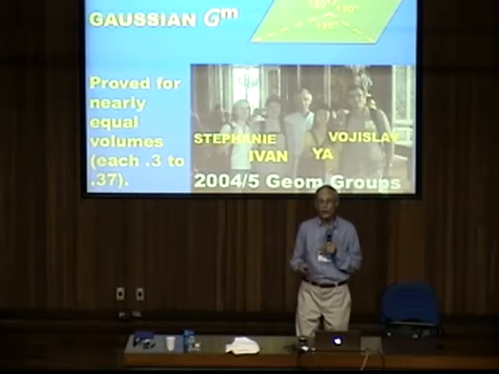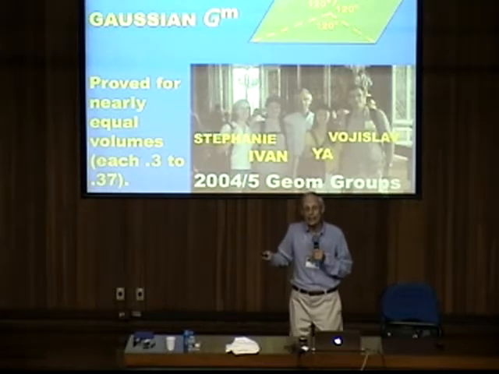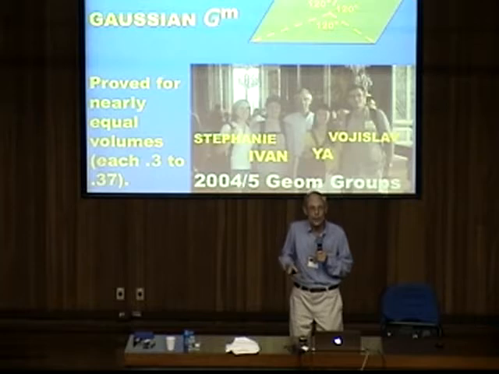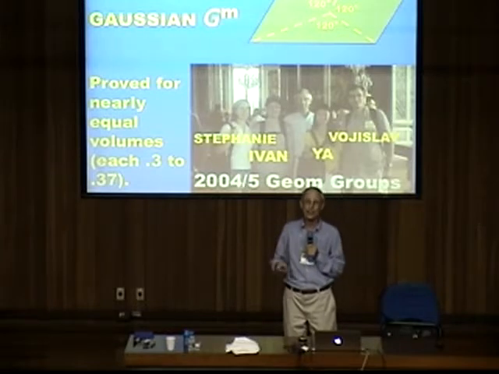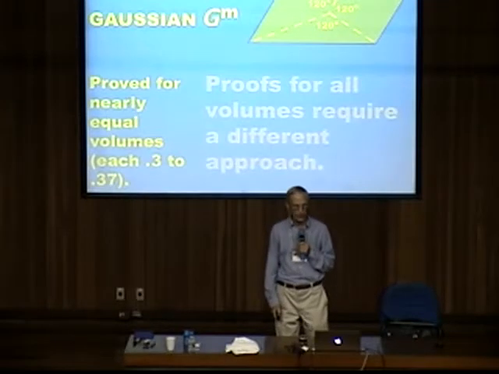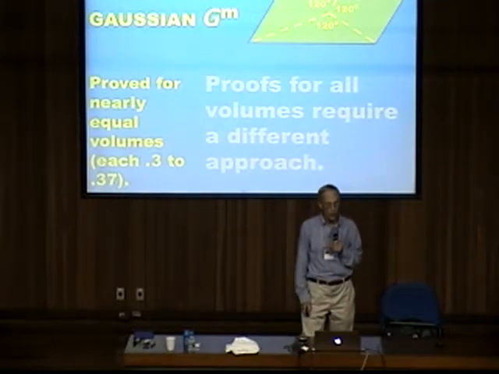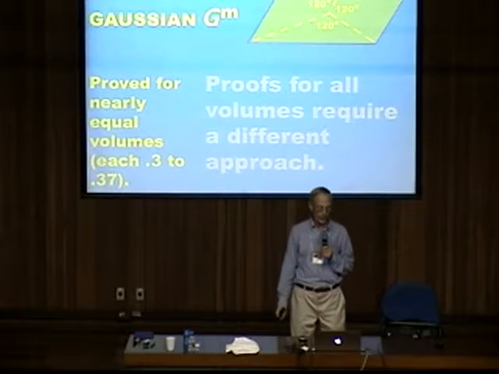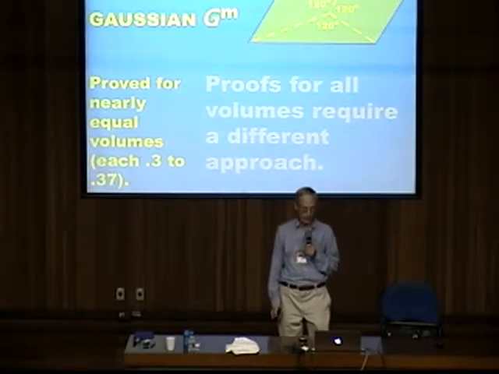But all of these things only worked in the limited context for those particular fractional volumes where that Hutchings estimate told you that the regions were connected. So that was a real drawback. Proofs for all volumes require a different approach, and that's been much harder.